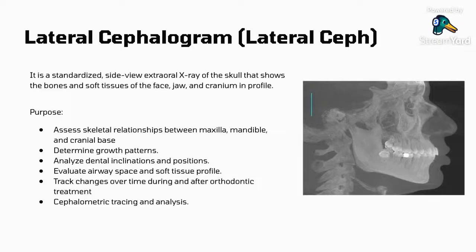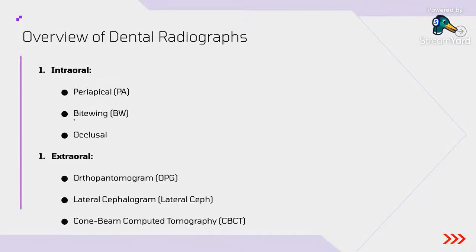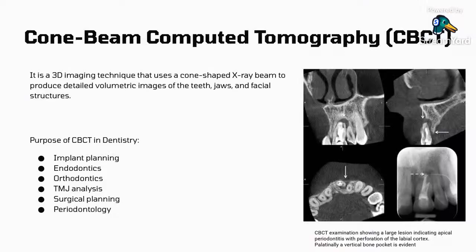All right. Then the last extraoral radiograph that we are going to briefly discuss is CBCT, also known as cone beam computed tomography. Now, the cone beam computed tomography is a 3D imaging technique that uses cone-shaped X-ray beam to produce detailed volumetric images of the teeth, jaw, and facial structures.